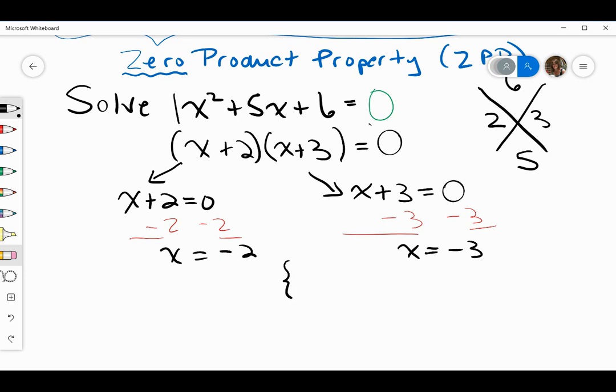And so as solution sets go, I'll put -3, then -2. Those are the zeros, the roots, the x-intercepts, right? If I wrote them as ordered pairs.